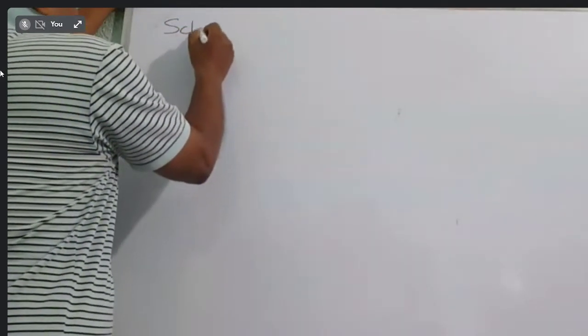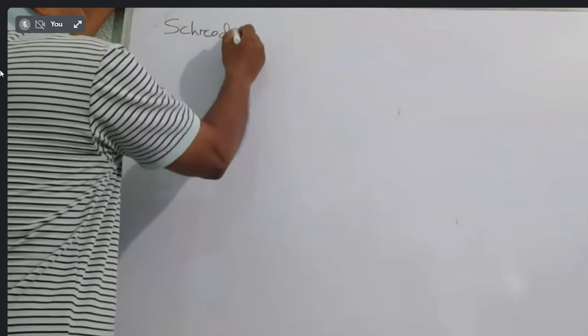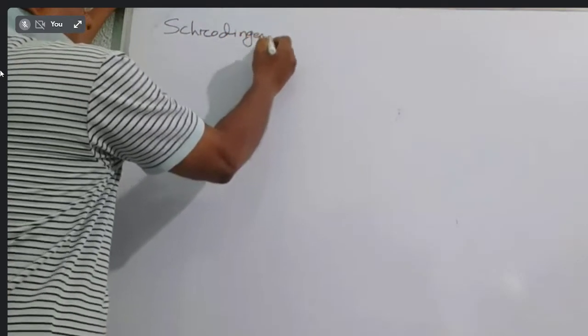So now we are going to derive. Actually, not derive, rather you can say better establish, because the Schrodinger equation cannot be derived. We are trying to establish it. We shall start with the Schrodinger time dependent equation.